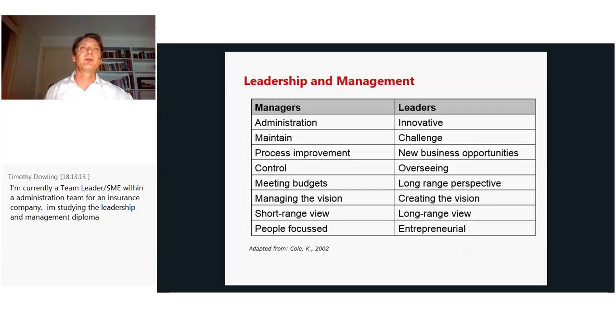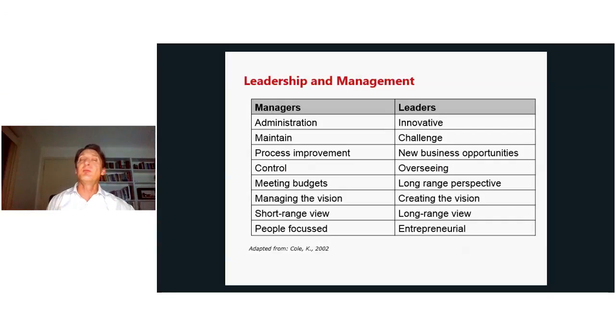So the managers are very much about control, managing the budgets, managing the vision. The focus for managers is the day-to-day stuff, very short-term focused. It's really about bringing the people on board and getting the work done through their people. Whereas if you look at the right-hand side of this presentation, you can see that the leaders are much more innovative. The leader's job is around challenging the status quo, whereas the manager is the guy that probably tends to get down and have to do the work.